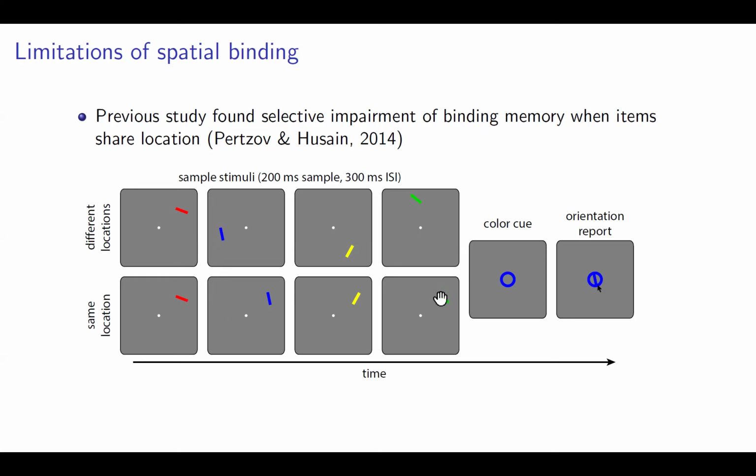And what that study found was that there was an impairment in binding, and there was indication for that in the form of an increased number of swap errors. So people more often reported an orientation that didn't belong to the color that they saw. People weren't at chance nonetheless, but it at least suggests that it was more difficult, so that maybe they had to use some kind of secondary mechanism to solve this task because they couldn't use space as a binding dimension here.